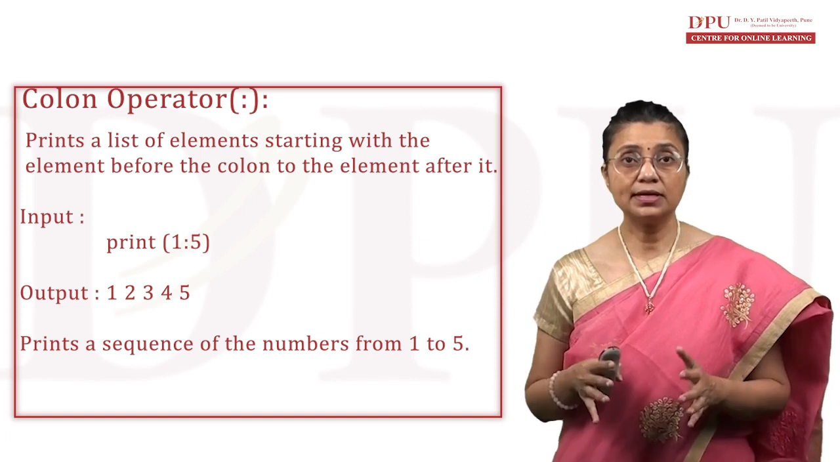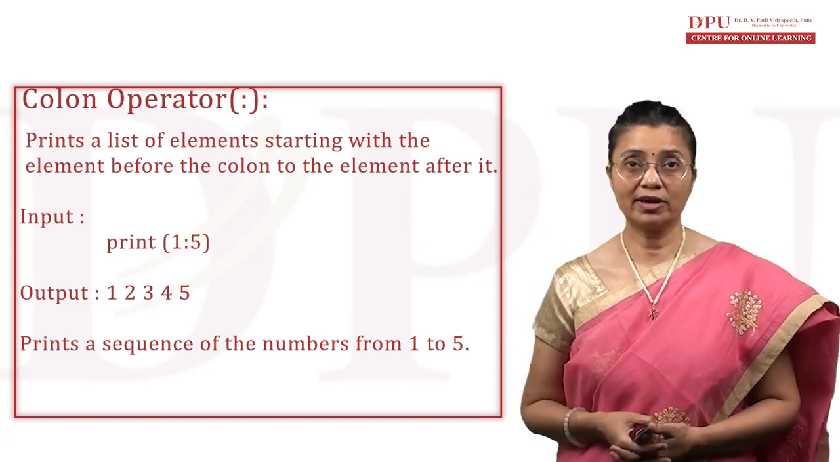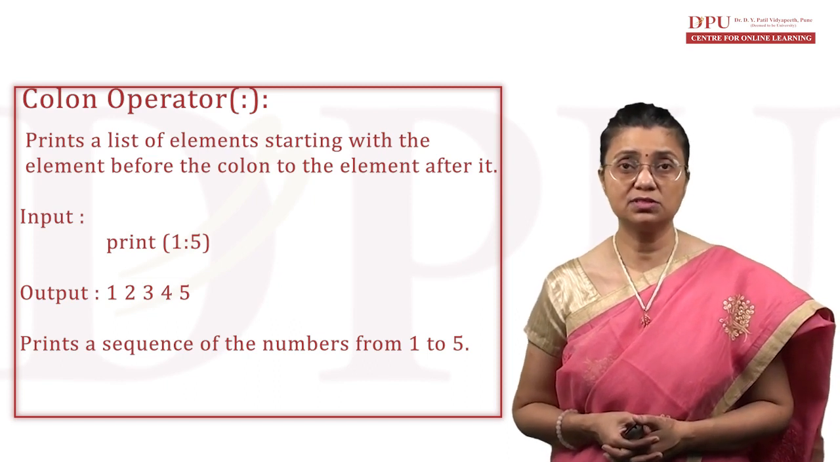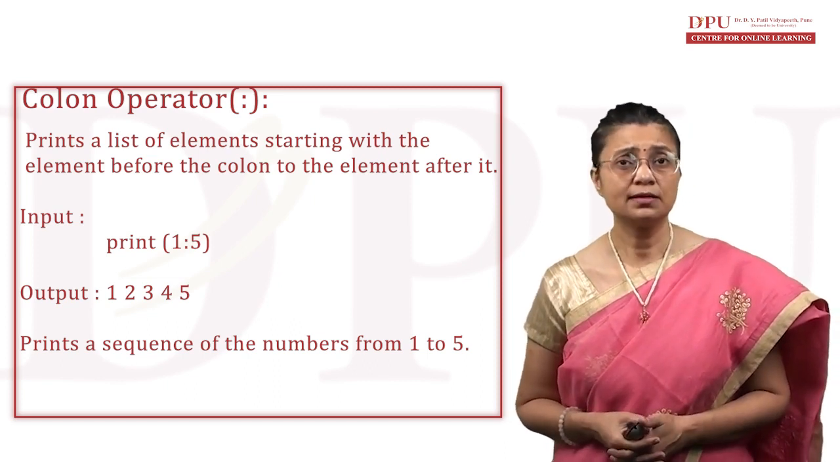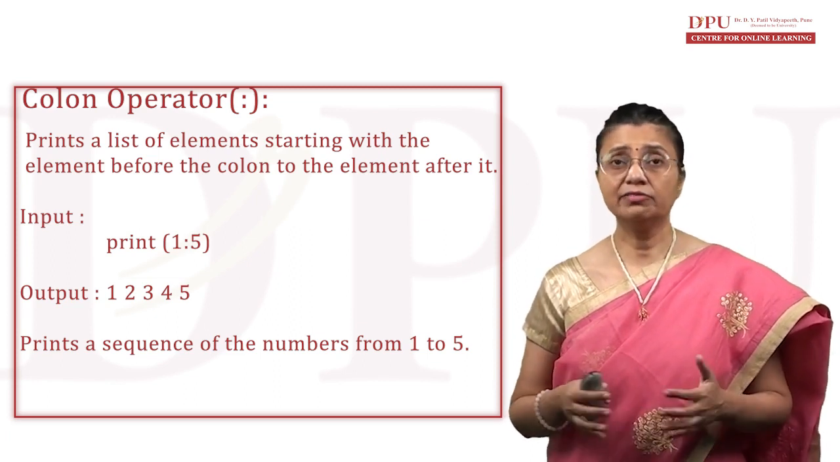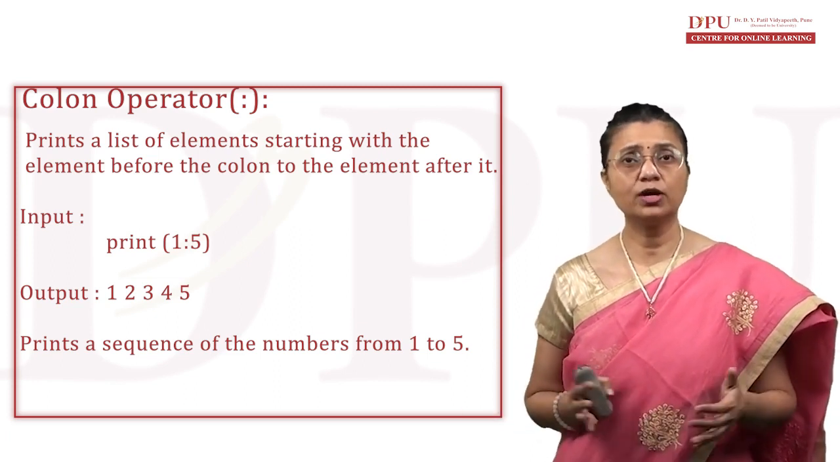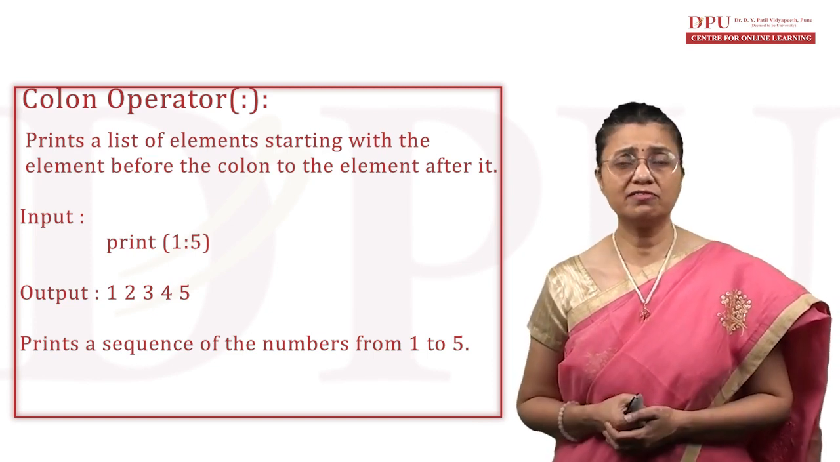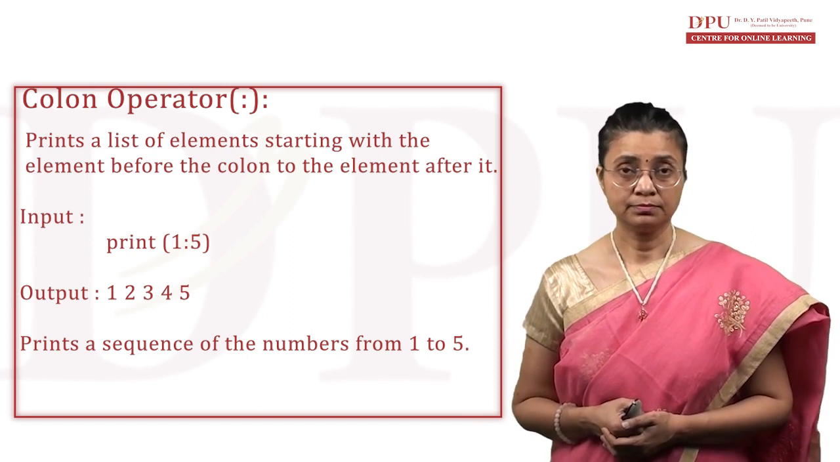So it prints a sequence of numbers from 1 to 5. You can see over here that from 1 to 5, we have printed the numbers very easily by just passing the range. So this is such a powerful colon operator we have. If I want to print a series of, let's say, from 1 to 500, I just write 1:500 and press enter, and you see everything is coming on the screen.